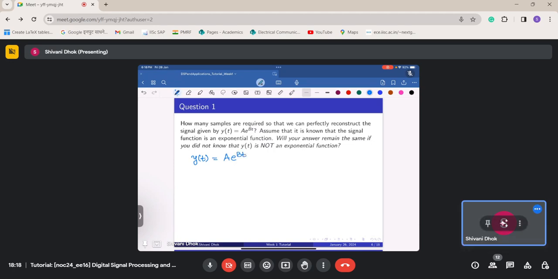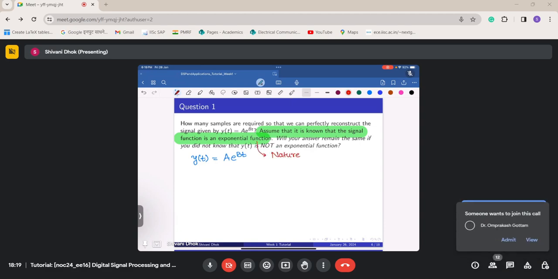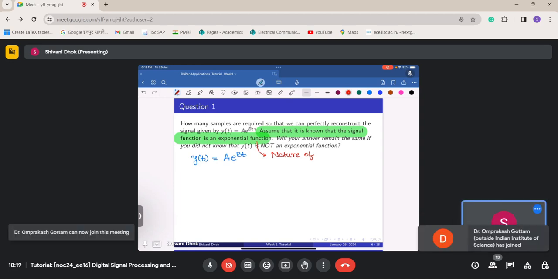And what all other things are given to us. Assume that it is known that the signal function is an exponential function, which means that the nature of the signal, this assumption, what does this assumption say? Nature of the signal is known.